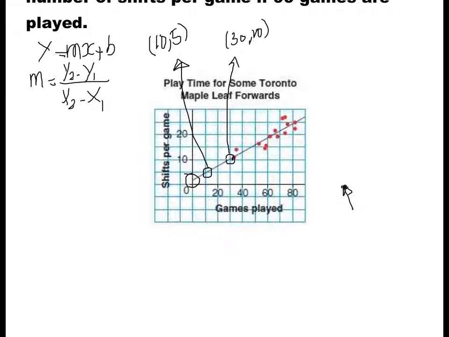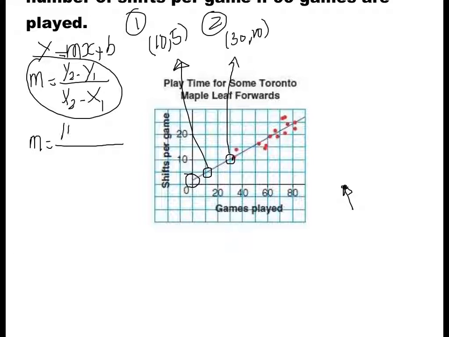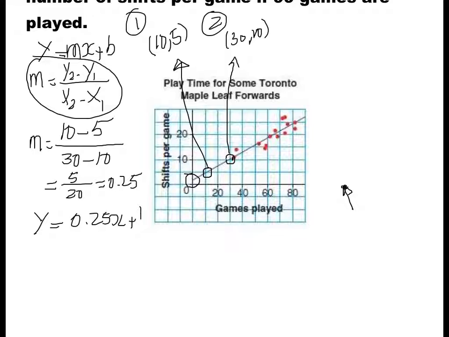Now I'm going to use this formula to find the slope. So I'm going to say the slope, m, is equal to y2 minus y1. I can pick any of these points as point 2 and the other one as point 1. Let's say I pick this one as point 1 and this one as point 2. So y2 is 10 minus y1 is 5, divided by x2, which is 30, minus x1, which is 10. So the answer becomes 10 minus 5 is 5, divided by 30 minus 10 is 20, and 5 over 20 is 0.25. So I know that my equation becomes 0.25x plus b.